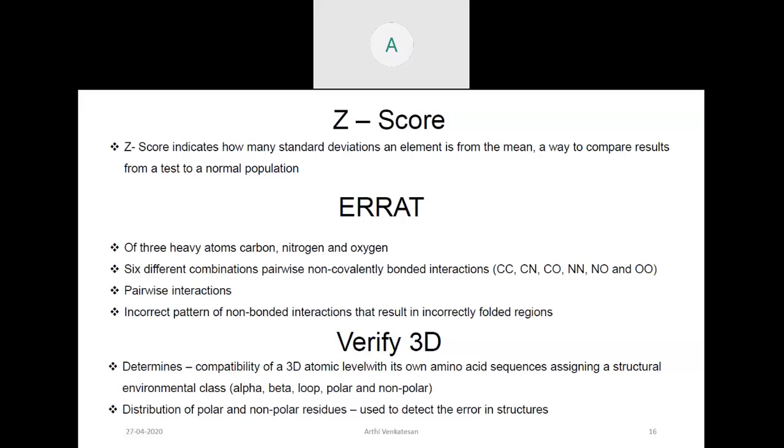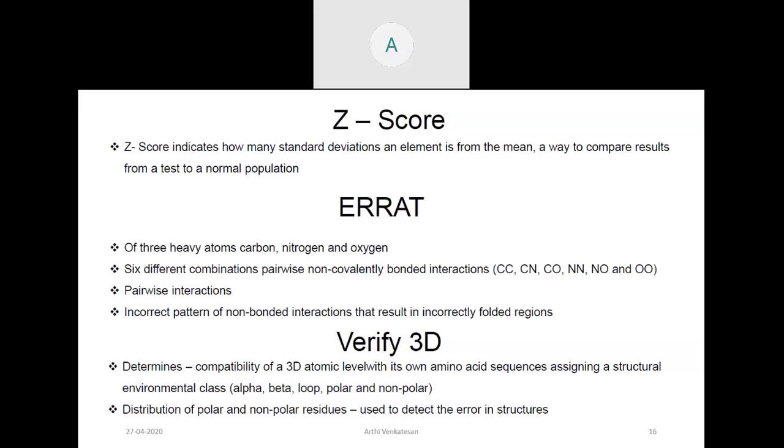In the ERRAT server you can check the heavy atoms, that is carbon, nitrogen, and oxygen. You have different combinations: carbon-carbon, carbon-nitrogen, carbon-oxygen, nitrogen-nitrogen, and oxygen-oxygen combinations of the heavy atoms in your structure. You might wonder how the atoms are arranged in your protein sequence, right? Then we will go to the RCSB page and look at that.